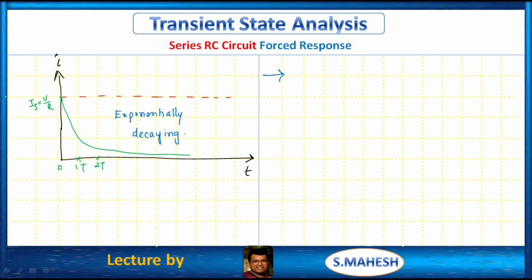Like that we have to get the voltage across the resistor. Voltage across resistor VR is simply ER, which is equal to I into R, which is nothing but V by R times R, that is V into e power minus t by tau.